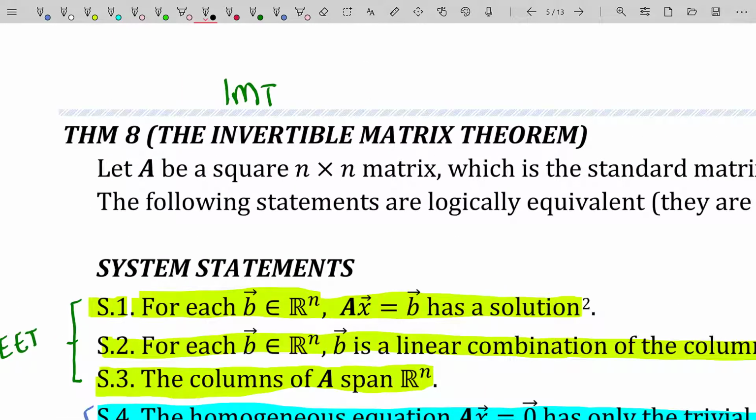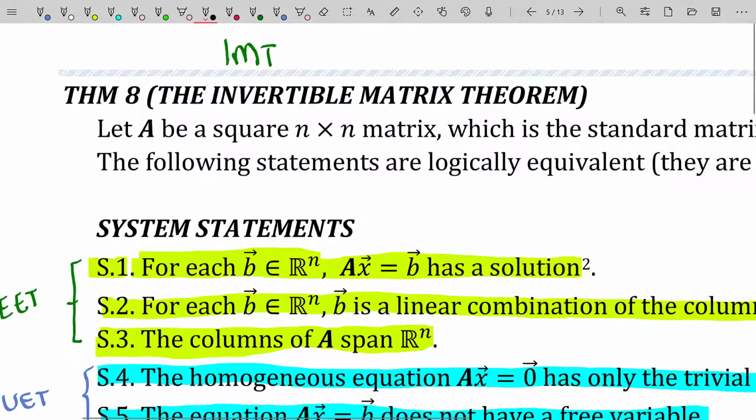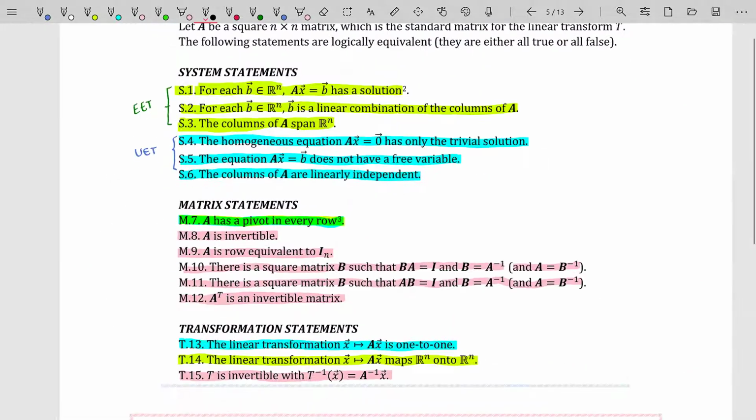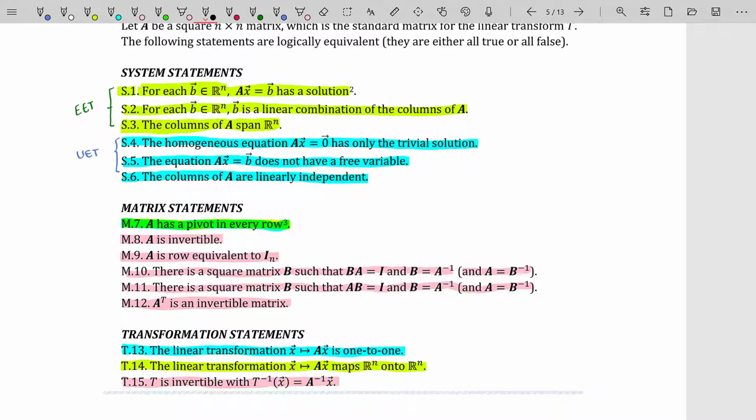So the existence equivalence theorem relied upon our matrix being m by n. But if you trade out the letter m for n, the existence equivalence theorem should still hold. And so everything in yellow should be equivalent already. So for each b in Rn, Ax equals b has a solution, and so on. Those are all already linked together, and I proved those in previous videos. In fact, even this one right here is linked in there. Moreover, everything in blue is from the uniqueness equivalence theorem, and those have all been proven to be equivalent statements. And again, that green is also linked in there. So all that stuff has already been linked together.